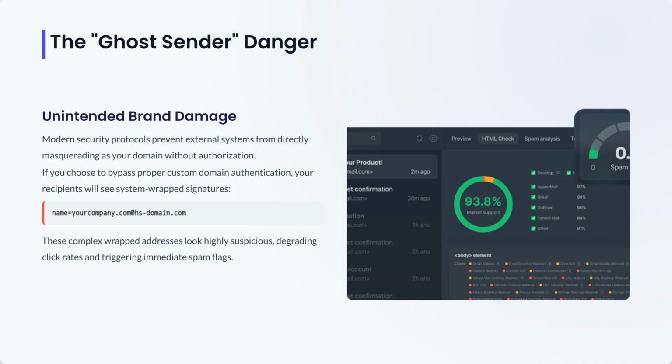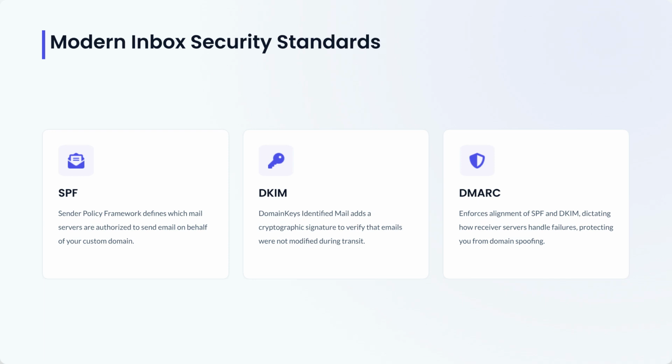Bypassing authentication risks ghost sender damage. Your emails may appear with suspicious system-wrapped addresses, which can degrade click rates and trigger spam filters. To maintain security, modern standards include SPF to authorize mail servers, DKIM for cryptographic signatures, and DMARC to enforce alignment and prevent spoofing.